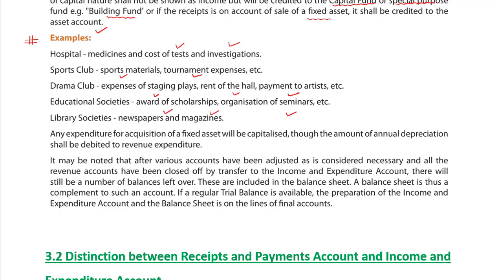Any expenditure for acquisition of a fixed asset will be capitalized, though the amount of annual depreciation shall be debited to the revenue expenditure.